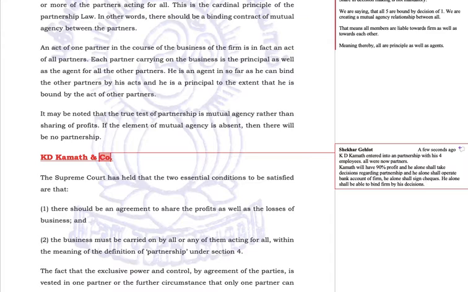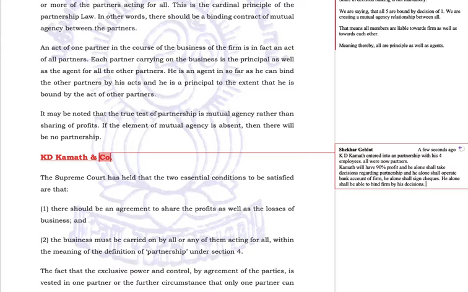Okay, these are the brief facts of the case. K.D. Kamath entered into an agreement. He had a proprietorship concern where he had 4 employees. Later on, he thought, let us transform this proprietorship into a partnership. He entered into an agreement with his 4 employees. He said, from today you will become partners. Now we all five are partners.